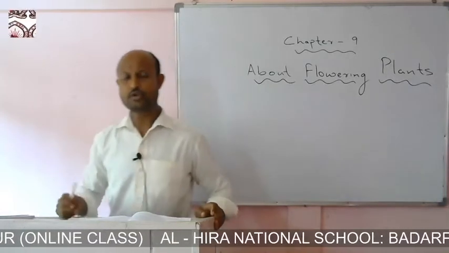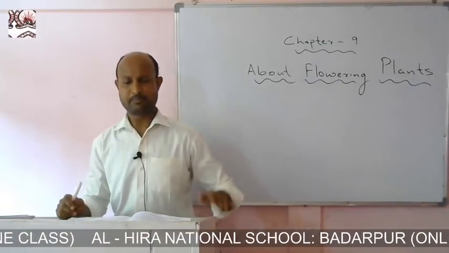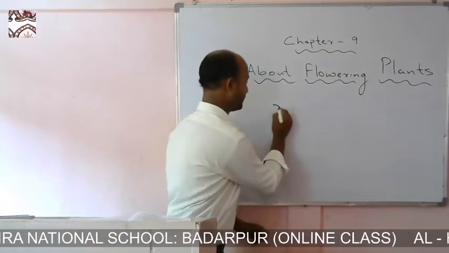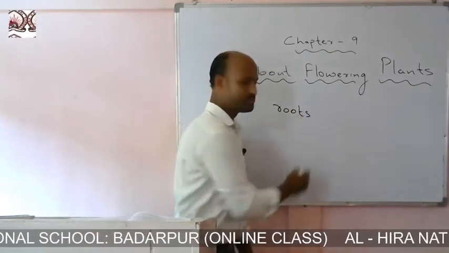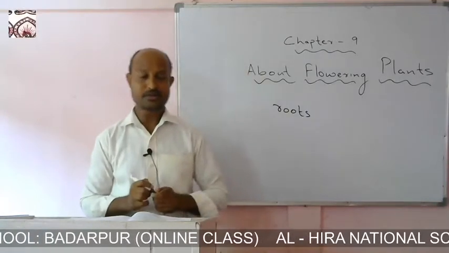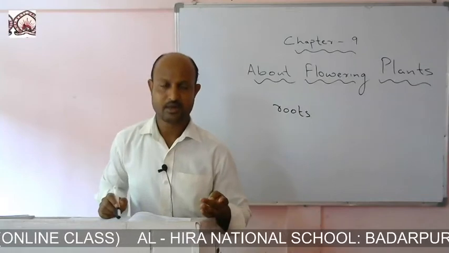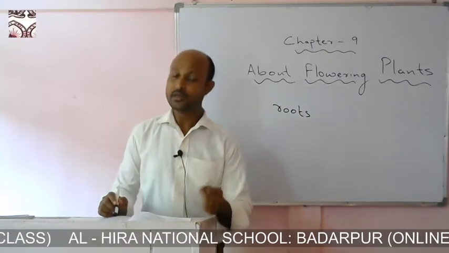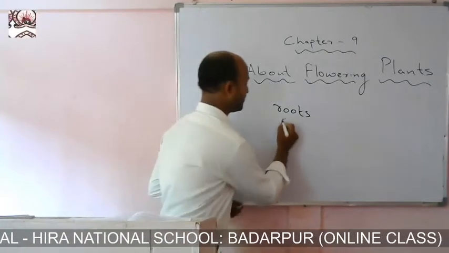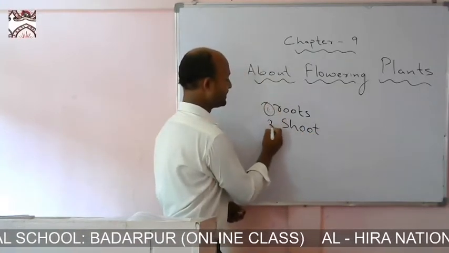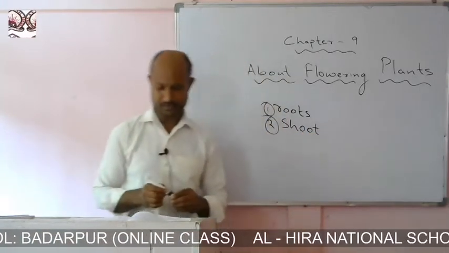Now we are going to discuss the parts of the plant. Plants have 2 parts. The part of the plant that grows under the ground is known as the root, and the part of the plant that consists of leaves, stem, branches, fruits and flowers is known as the shoot.